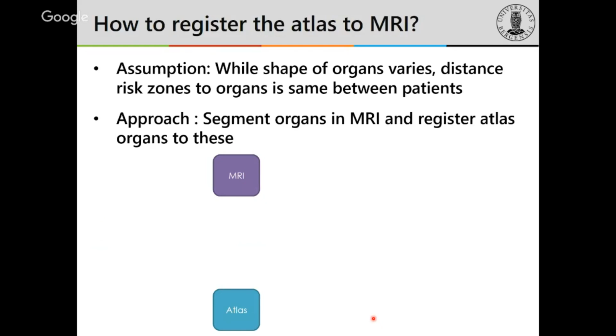So first, we segment the major organs in the MRI that we can see, and then we register the atlas organs to these. So we segment the organs and we end up with a label volume from the MRI as well. Remember, we cannot see the nerves, so we can only segment the organs and not the nerves themselves. We select these same organs from our atlas volume.